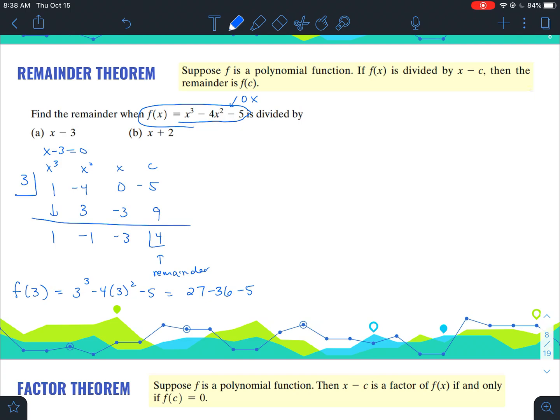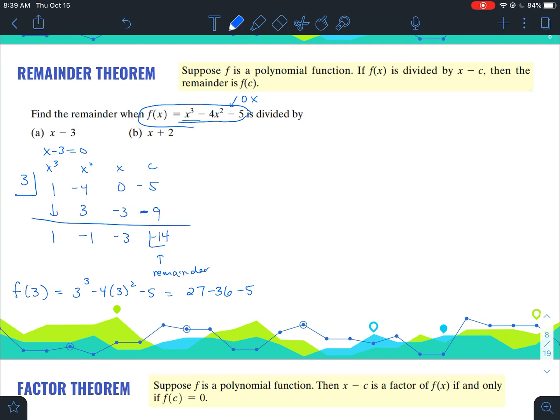Did I do this right? So x to the third minus 4x squared plus 0x minus 5. So 1, 3, negative 1, negative 3, negative 3, negative 9. There we go. And then this would be negative 14. So my remainder was wrong, and then this is going to work now. Sorry about that, guys. So negative 5 minus 9 is negative 14. So my remainder is negative 14.